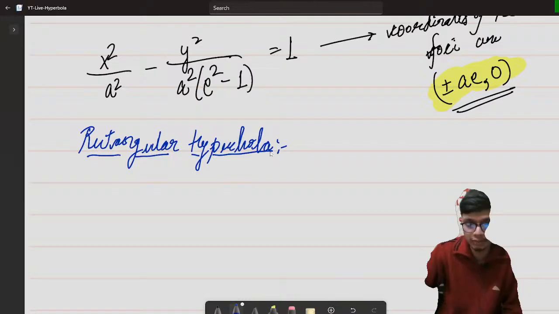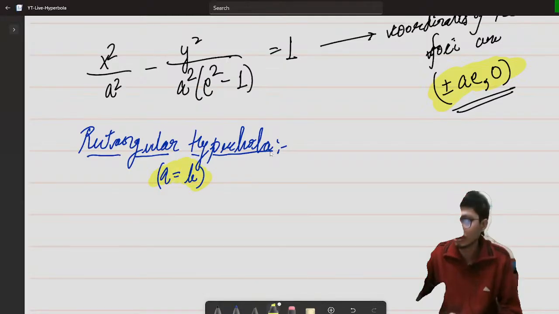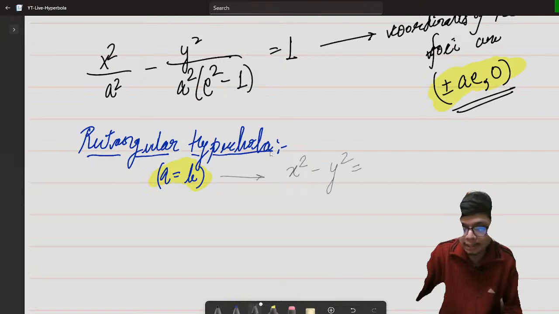It is a specialized case of a hyperbola when both the constants a and b are equal. That is the important thing. In the case of a rectangular hyperbola, you have your constants a and b equal. When a and b are equal, we call this a rectangular hyperbola or an equilateral hyperbola. In this case the equation of the hyperbola becomes something like this.